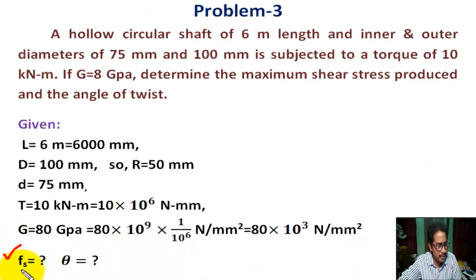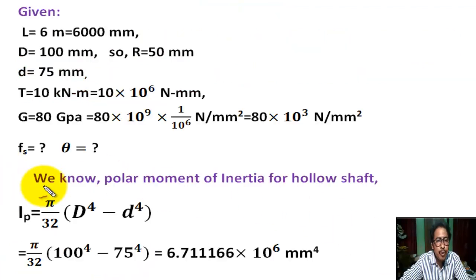Now we find out Fs. We find maximum shear stress in shaft material. Fs equal to maximum shear stress in the shaft material. We find out theta. Theta is the angle of twist. Okay.